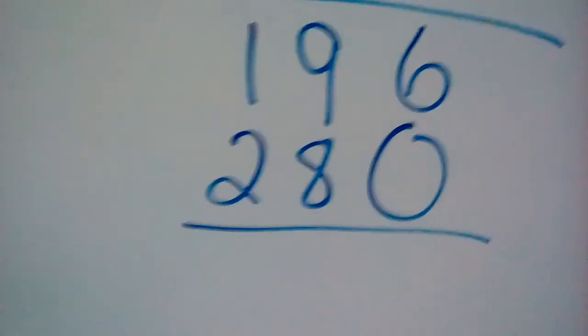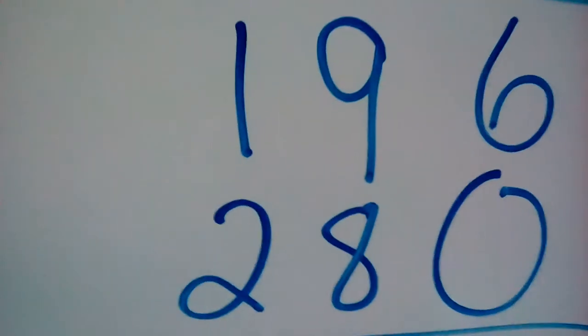I'm done with my units. I've got to put down my 0, right? And then 1 times 8 was 8. I don't need the 5 there anymore. And 1 times 2 is 2. Okay, so here's my two partial products, 196 and 280. I'm going to add them together. I get 6. I get 17, carry the 1, there's my 4.